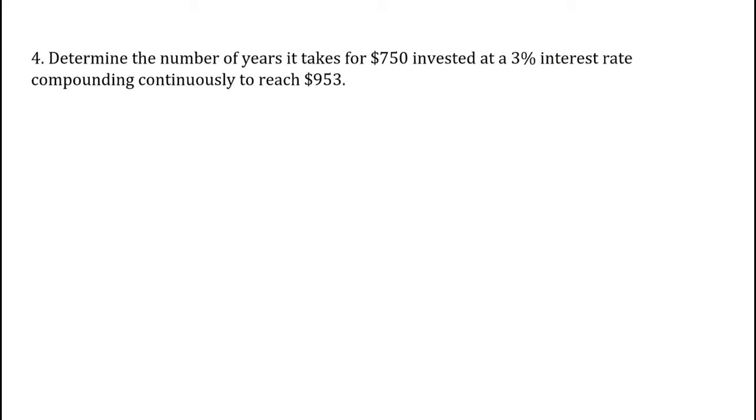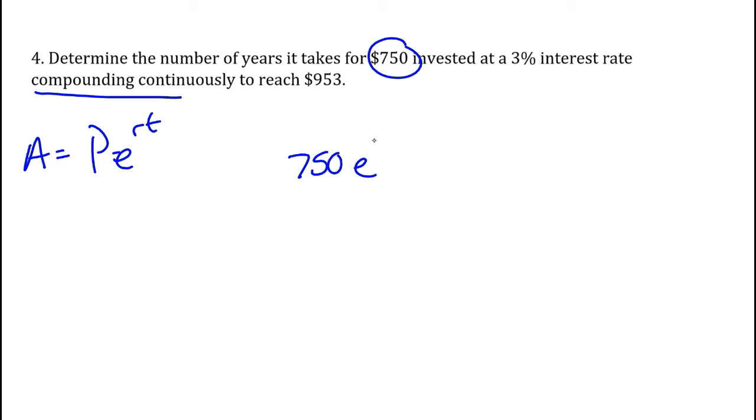Number 4, determine the number of years it takes for $750 invested at a 3% interest rate, compounding continuously. We love when we see compounding continuously because that's our friend PERT. That's our friend P e to the rt. I'm starting with 750 e to the 0.03 t. I don't know the years. I want to know when that equals 953.